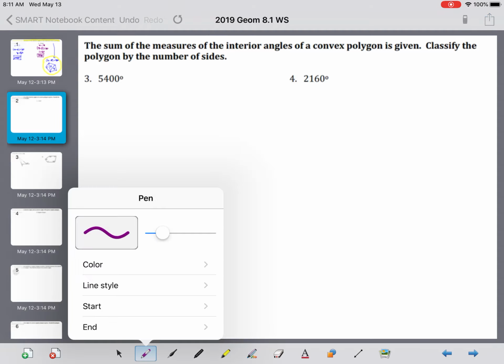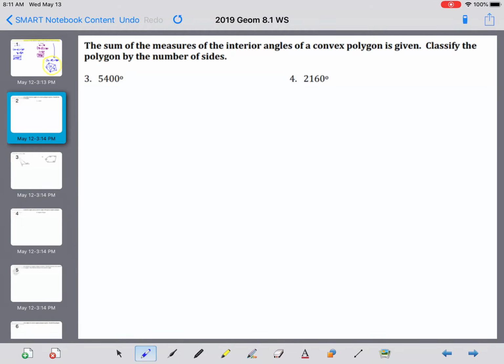Next couple deal with finding the sum of the measures of interior angles of a convex polygon is given. Classify the polygon by the number of sides. So we're going to set this total to the n minus 2 times 180 in both of these cases. So we want to find the respective n values, and then from those n values we will name the polygon.